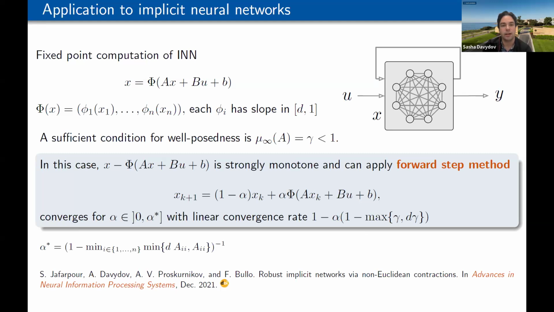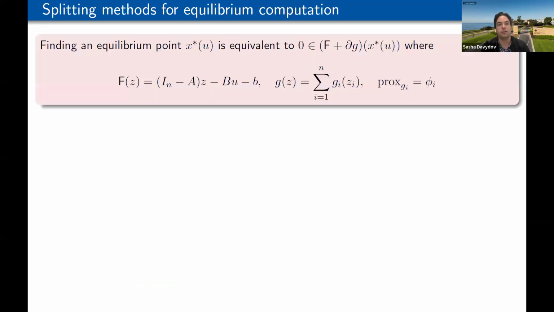One interesting extension is that you don't need to view this fixed point computation just as a monotone inclusion problem. You can view it as a monotone splitting problem. The key theorem is that finding an equilibrium point or a fixed point is equivalent to this monotone splitting problem, where F is affine, and G is a sum of convex, closed, proper functions such that the prox of G is equal to the nonlinearity appearing in the neural network. You might complain to me, Sasha, I have no idea what such a G_i looks like or if it even exists. That's a very fair complaint.